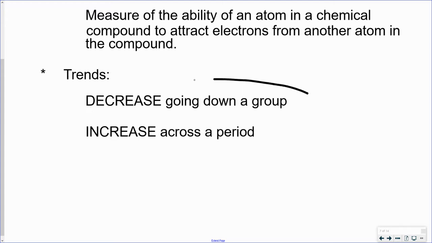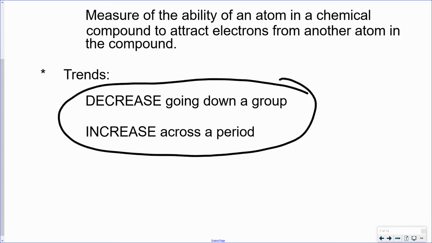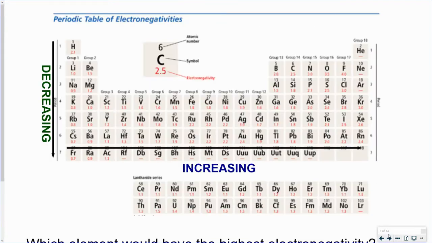This one decreases as we go down, my apologies. And it increases as we go across. This has the same pattern as ionization energy. So it is the lowest here and the highest here, meaning a high to low is going to go this way.